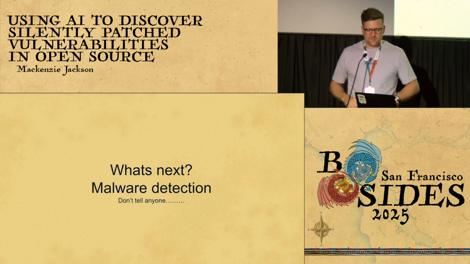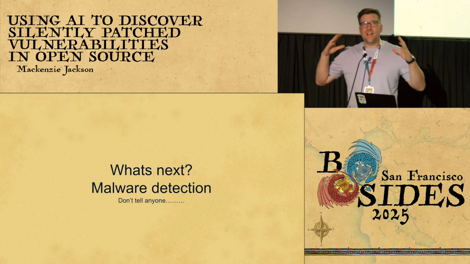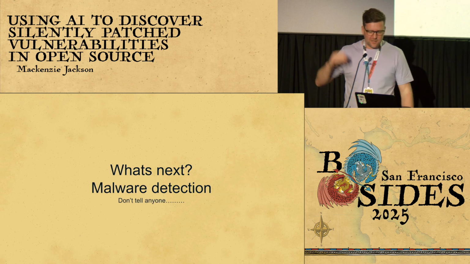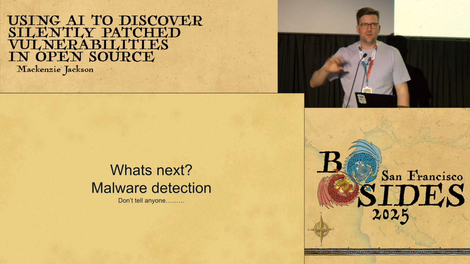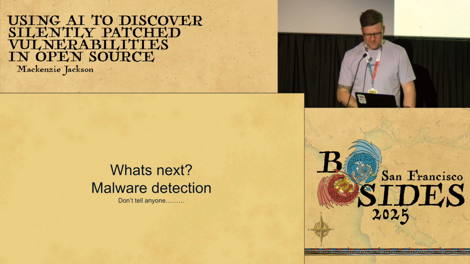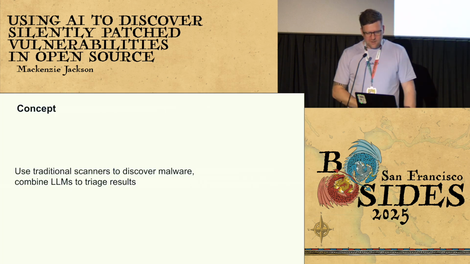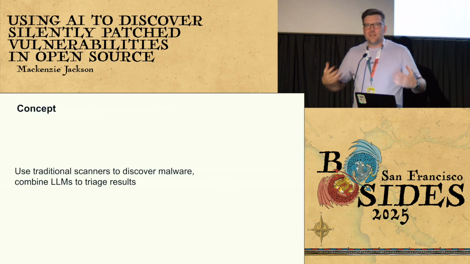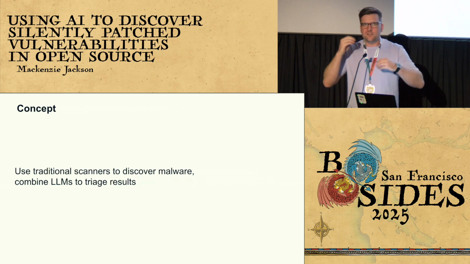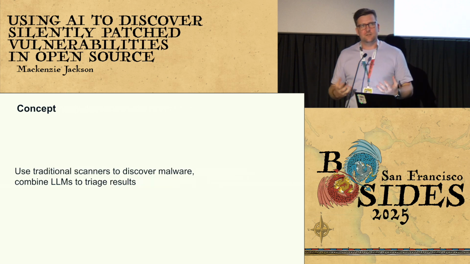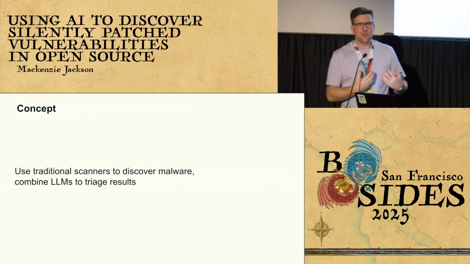All right, what's next? Well, malware detection. We've just officially launched malware detection. When I made these slides it wasn't officially launched, so I had to say don't tell anyone. But you can tell people now. You can tell everyone out there that we're doing malware detection using the same methods. We've gone with the same concept of approach, but we're using a slightly different method to be able to detect malware inside the open source supply chain.